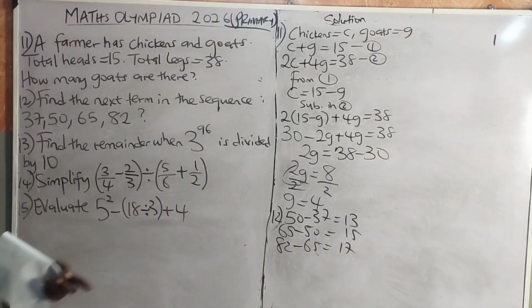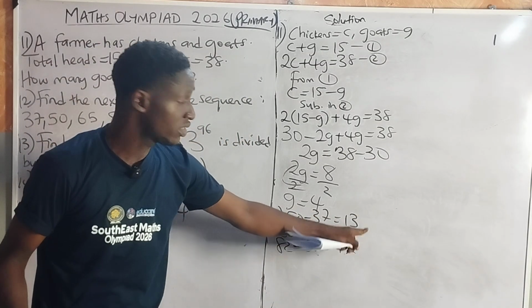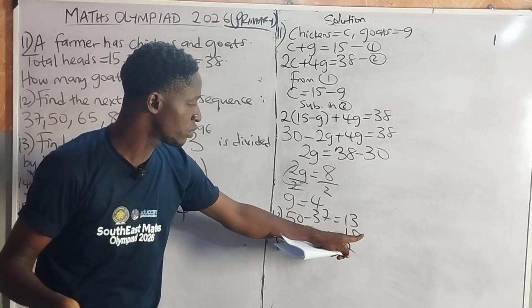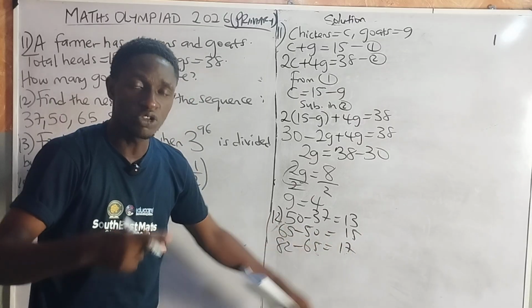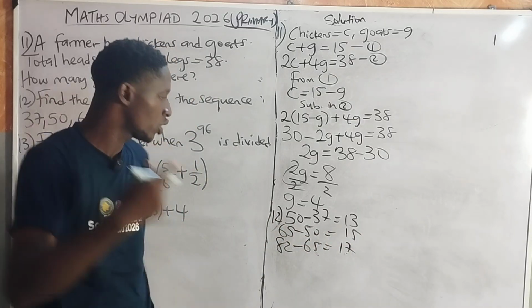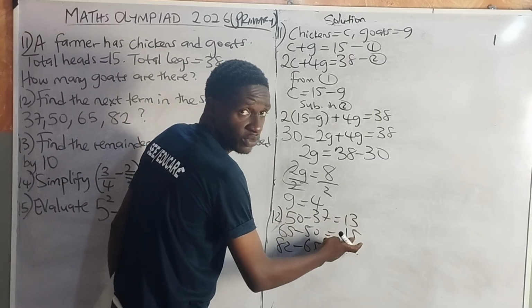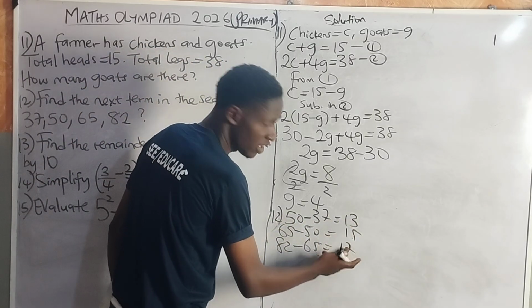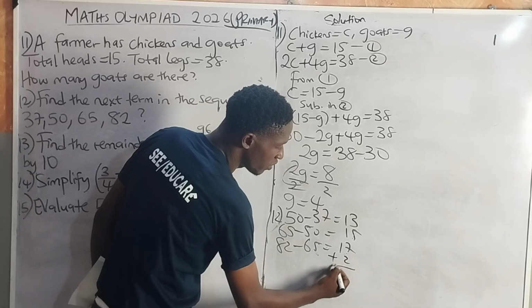Are you seeing the pattern there? What is the difference between 13 and 15? 2. The difference between 15 and 17? 2. So it means that we are adding 2, 2, 2. So 13 plus 2 is 15, 15 plus 2 is 17, 17 plus 2 will give us 19.